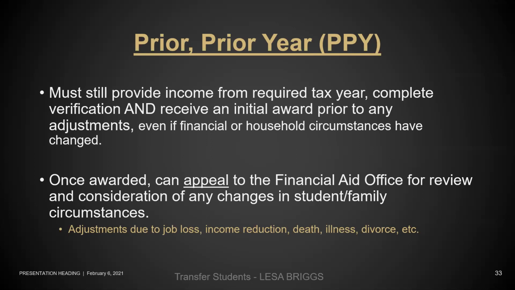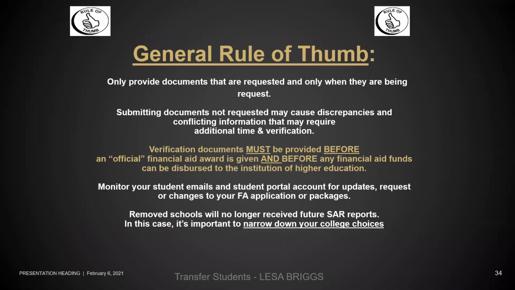So if there's a death of one parent and both parents' information is on the FAFSA, they can go in and take off one parent's income information, reevaluate your file, and re-award you to try to get you additional funding. So don't feel like you can't go to school. Make sure that for any adjustments, you reach out to the financial aid office.